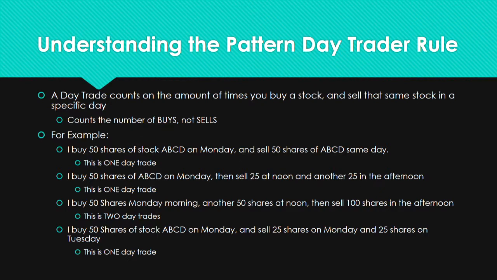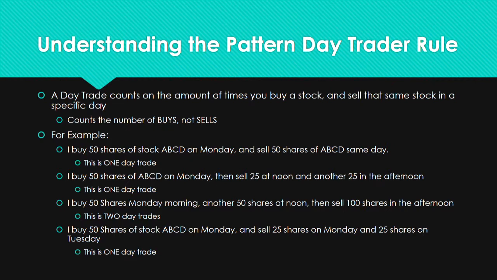If I buy 50 shares Monday morning and then another 50 shares at noon, and then I sell the total 100 shares in the afternoon, this is 2 day trades, because you bought it 2 times. Your intent was to trade 2 times during the day. You bought it one time in the morning and another time at noon. Just because you sold both buys with one sell, that doesn't mean it's one day trade. This is 2 day trades.